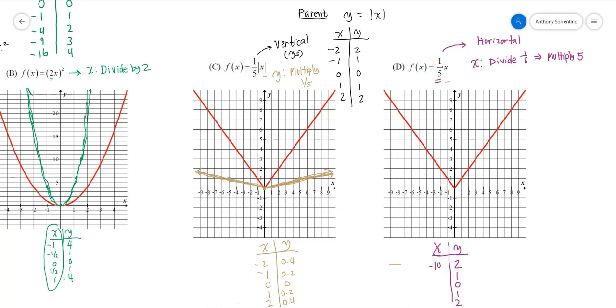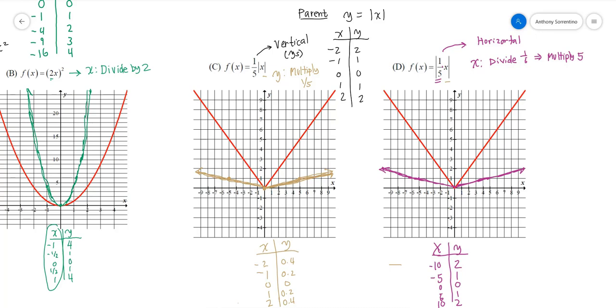So that's going to be -10, -5, 0, 5, and 10. And I plot those points. And there you have those points. So again, this looks like the same thing happened as what happened in C, but again, horizontal stretches will look a lot like vertical shrinks and vice versa. And that's how you tell the difference between your various transformations.